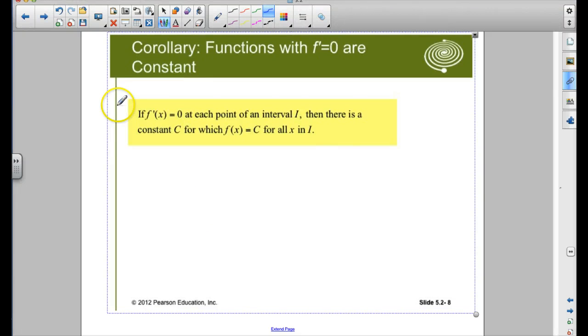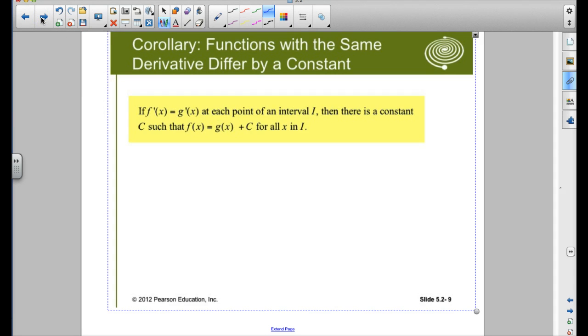Let's go to the next one. If f prime of x equals g prime of x at each point on the interval I, then there's a constant c such that f of x equals g of x plus c for all x in I. In other words, if the derivatives are equal, they are only going to differ by a constant. They're not going to differ by much more than that.